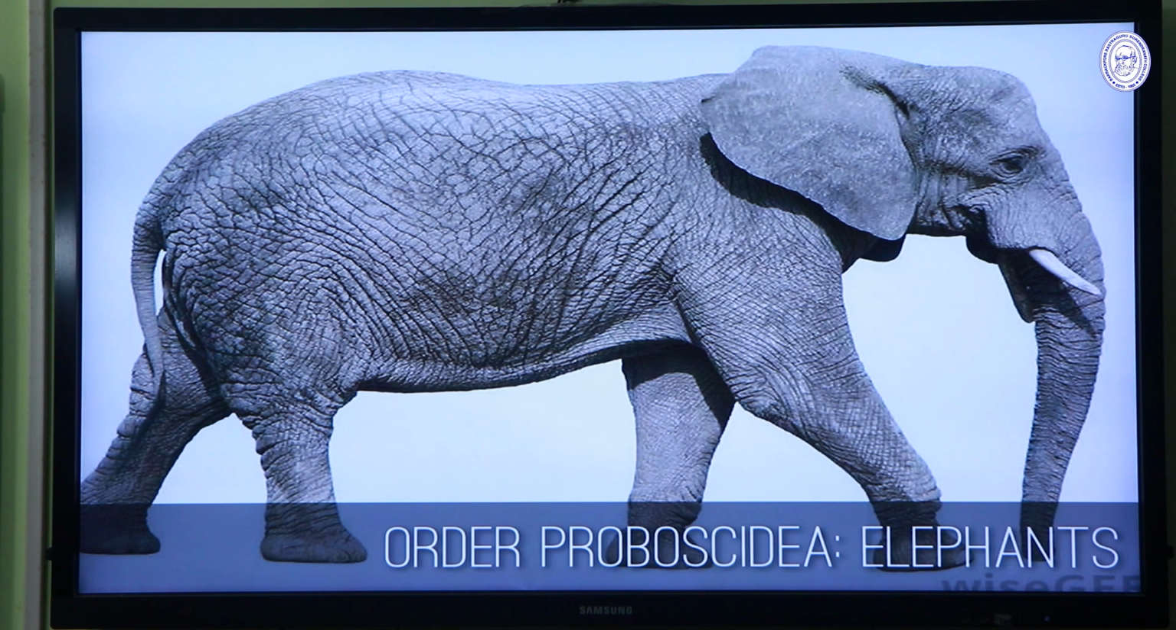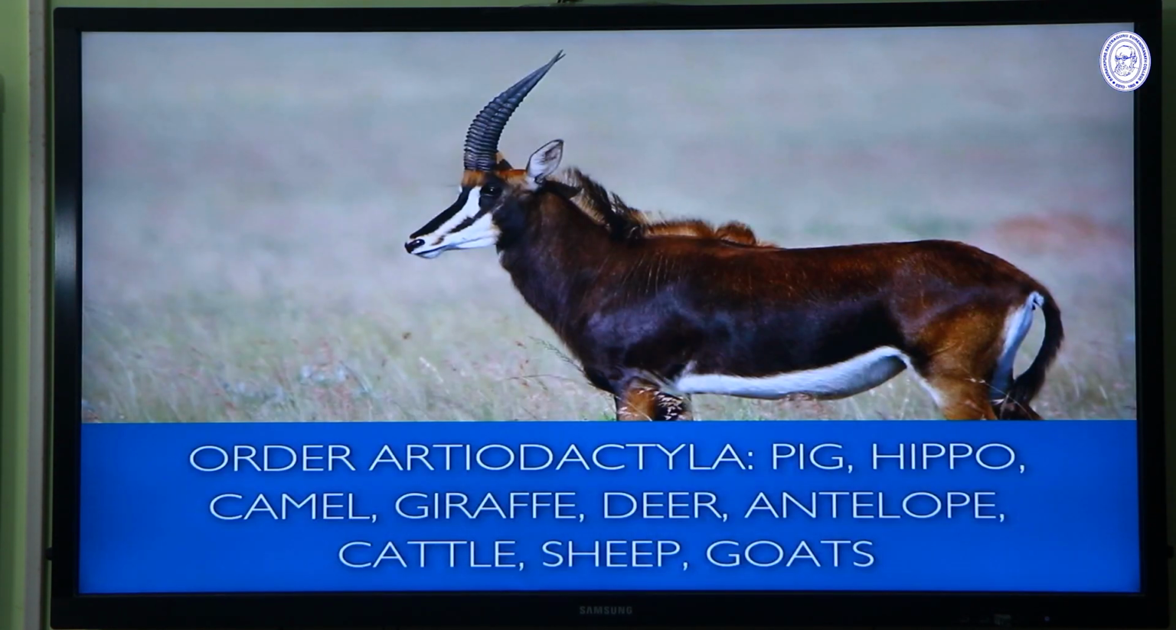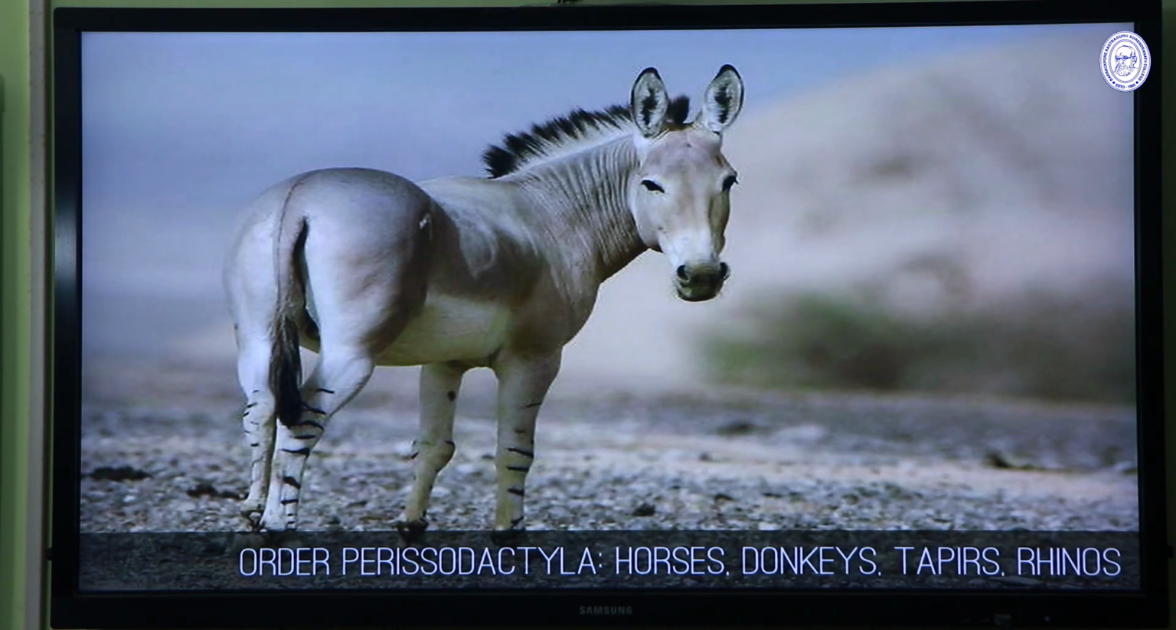Now, order Proboscidea, the animals having a proboscis. For example, elephants. There are only two kinds of elephants, the African, called Loxodonta africana, and the Indian elephant, Elephas maximus. These are grazing animals. Order Artiodactyla means even-toed animals, including pig, hippo, camel, giraffe, all kinds of deer, cows, ox, sheep, goats, and the odd-toed animals, that is order Perissodactyla. So, horses, donkeys, rhinoceros, kiang, and all wild asses are included in this order, the Perissodactyls.